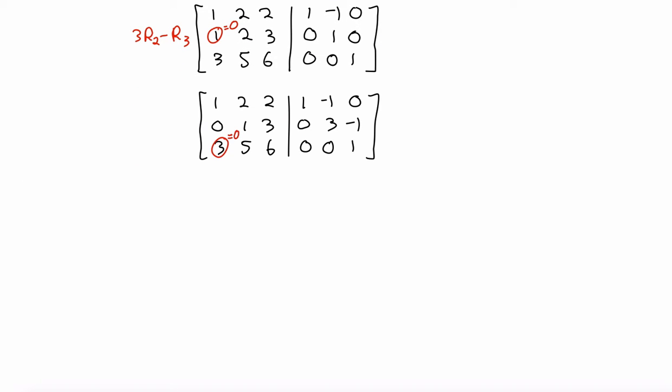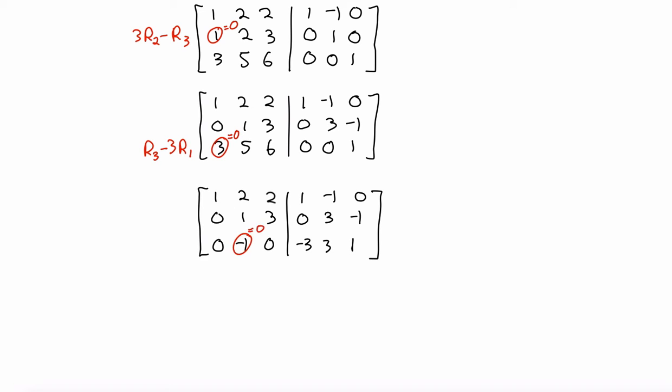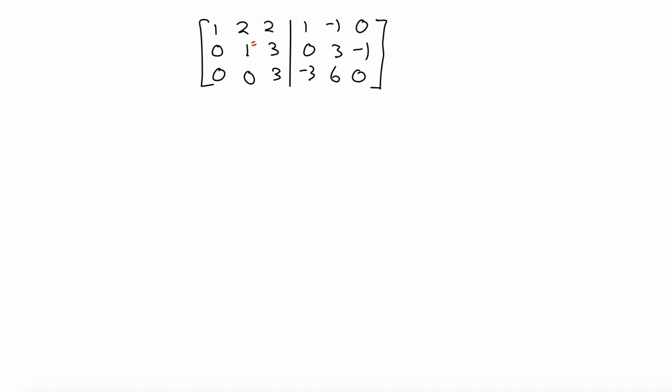Next, we're going to get the 3. We want it to be a 0. We're going to do this by subtracting row 3 minus tripling row 1. Now we want the negative 1 to be a 0, R3 plus R2. Next, we want the 1 to be a 1, which is already completed, so we don't have to do that.